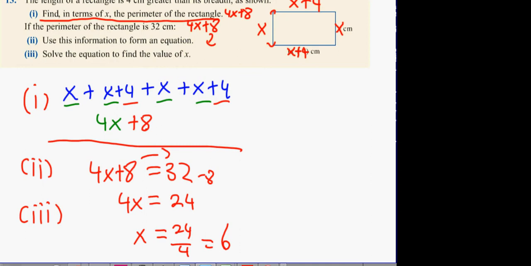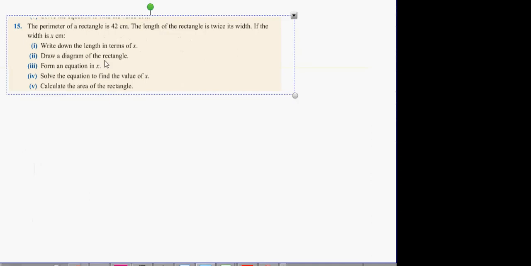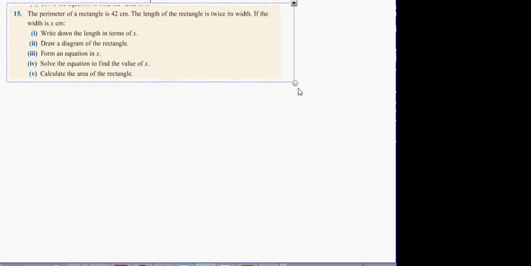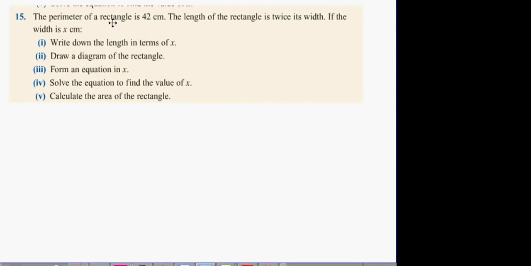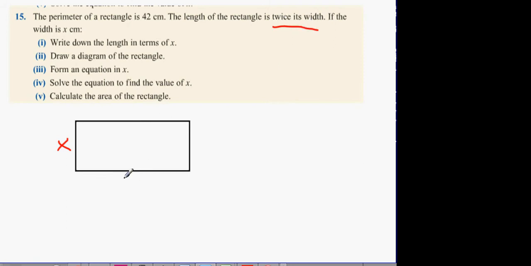Moving on. The perimeter of a rectangle is 42. The length of the rectangle is twice its width, if the width is x. What does that mean? Let's do one that's twice the length of the width. If this is x, what is the length? 2x. Twice its width is 2 multiplied by x.